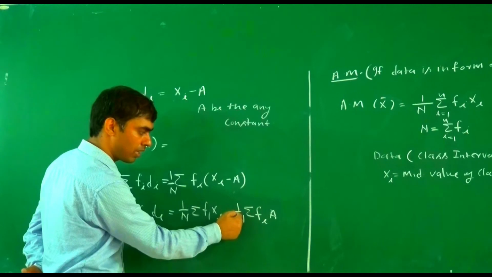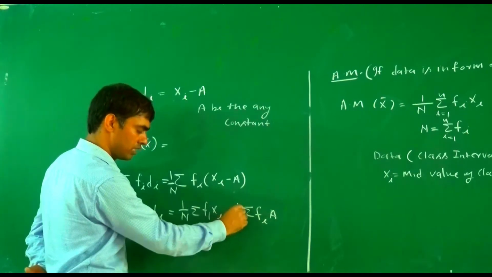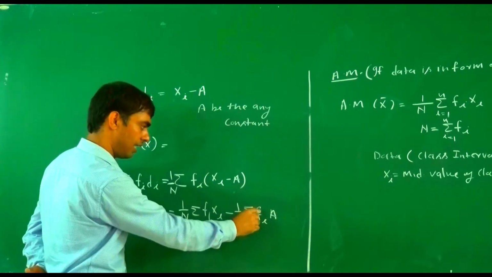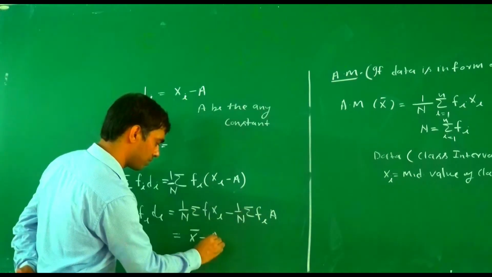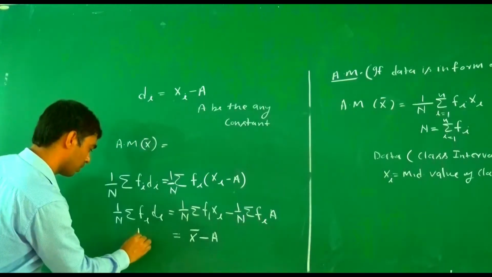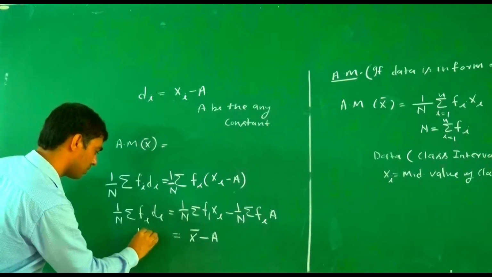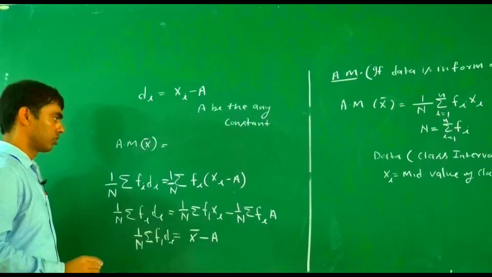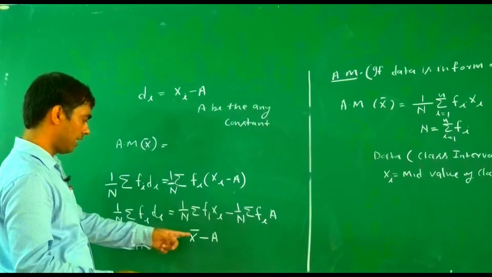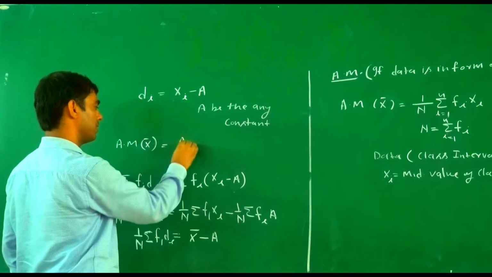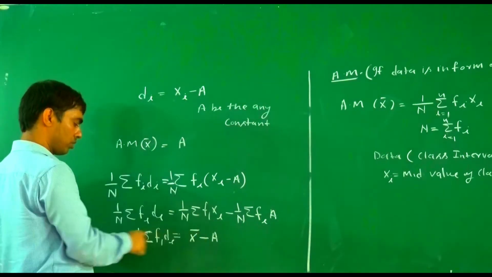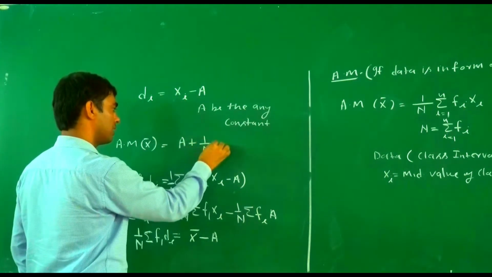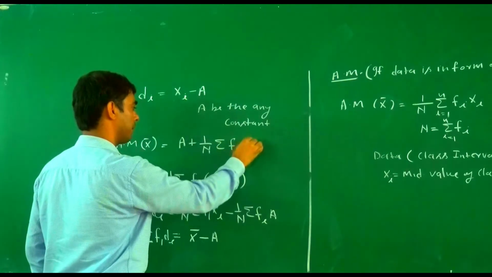So this one becomes outside from the summation. So inside, 1 upon n summation of fi becomes N. So this one becomes what? X bar minus a equals 1 upon n summation of fi di. So what is the value for mean? X bar equals a plus, here this one goes on the left hand side, then this becomes a plus 1 upon n summation of fi di.